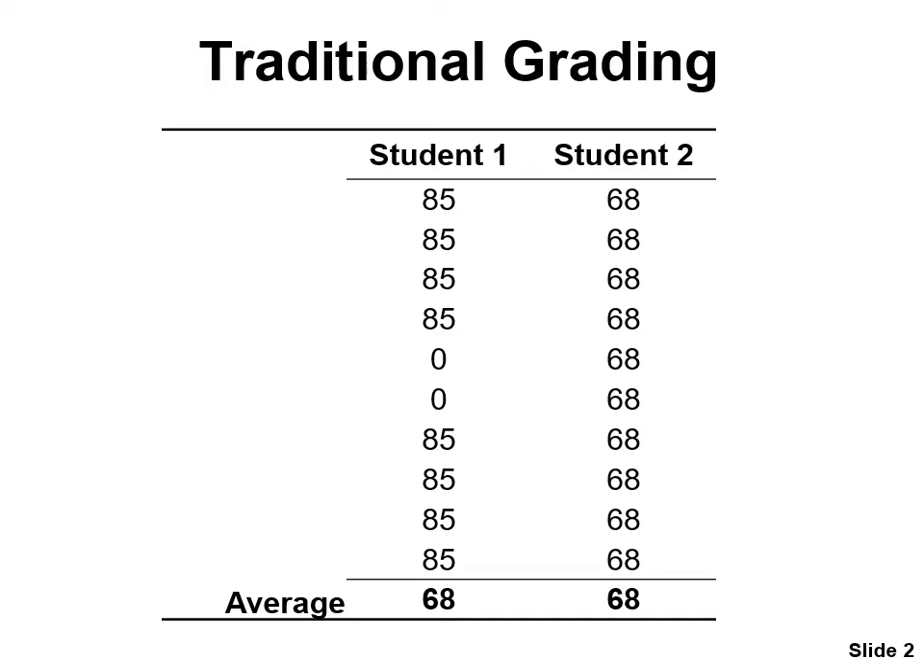Averaging on a 100-point scale means zeros have a huge effect, which is demonstrated here. Student 1 has done pretty well on most of the assignments or exams or quizzes, getting an 85, which is usually a B, on almost all the assignments except for 2, which received zeros. Student 2 received a 68, which is usually a D plus, on all of the assignments, and you can see that they averaged to the same score, 68%.